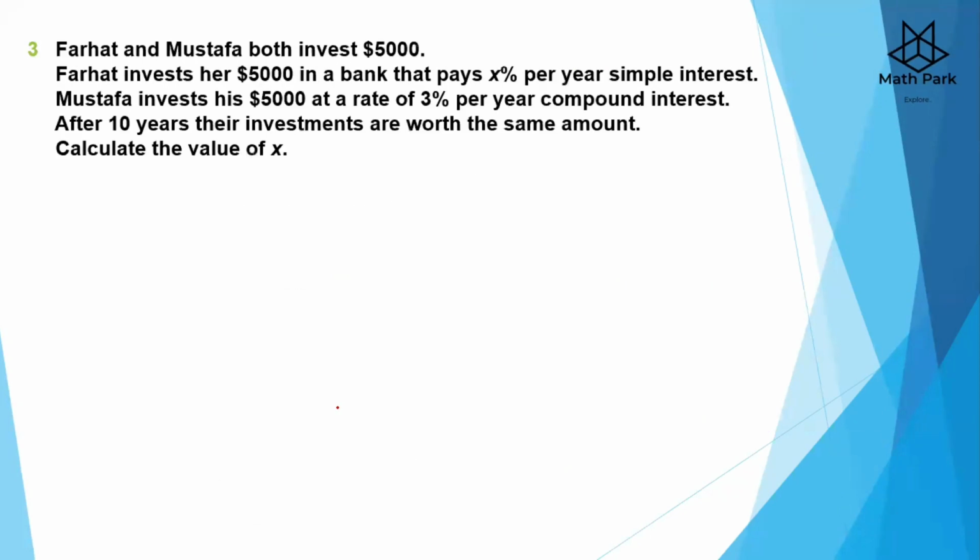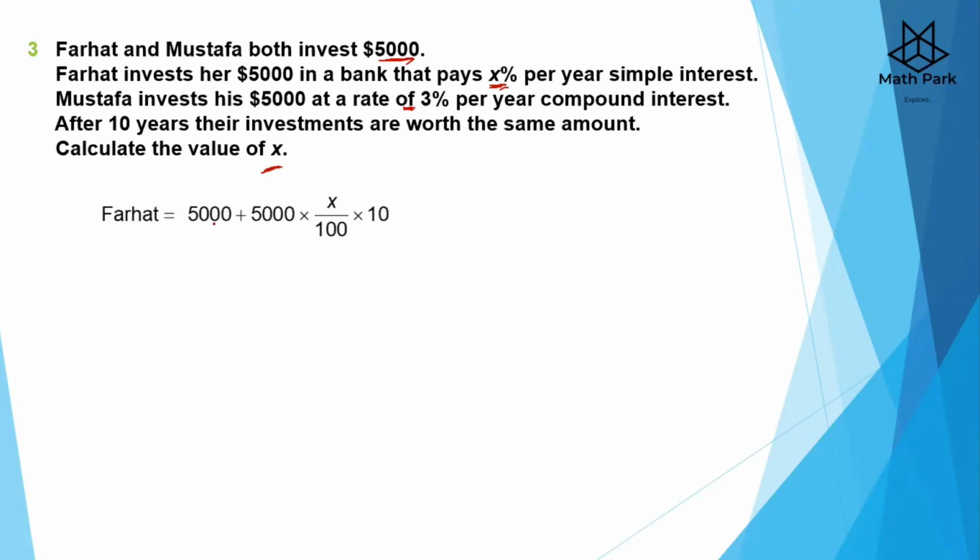Got it? Farhat and Mustafa both invest $5,000. Farhat invests her $5,000 in a bank that pays X% per year simple interest. Mustafa invests $5,000 at a rate of 3% per year compound interest. After 10 years, their investments are worth the same amount. That means the amount which they are getting after 10 years is the same. We have to find out the X, that is the percentage at which Farhat has invested.